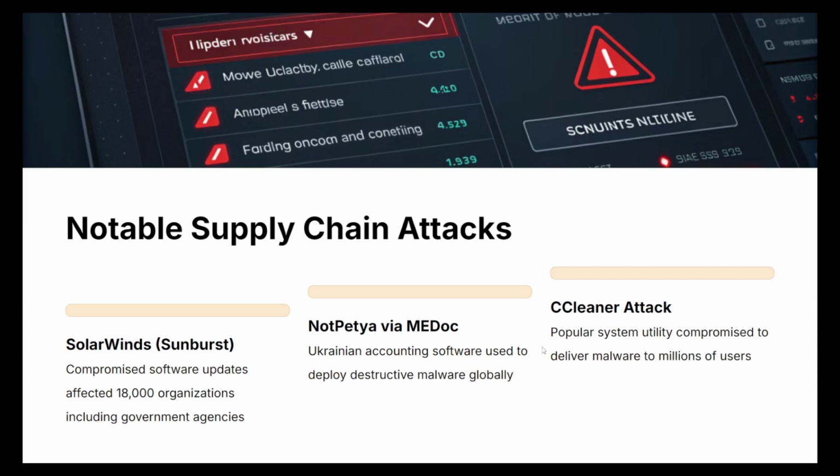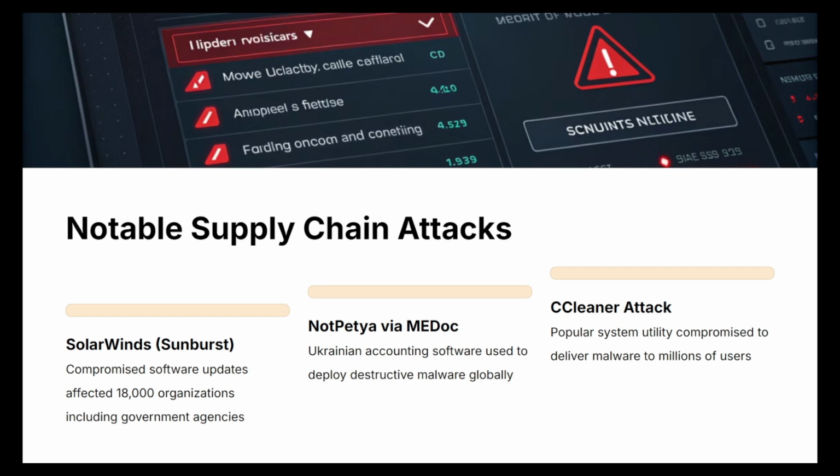So let's now talk about some of the notable supply chain attacks. So we have the CCleaner attack, which was a very prime example. CCleaner is a popular system optimization tool trusted by millions of users. In 2017, attackers managed to compromise its official software update process, injecting malware into the installer. As a result, users unknowingly downloaded a backdoor version, allowing attackers access to systems on a massive scale.